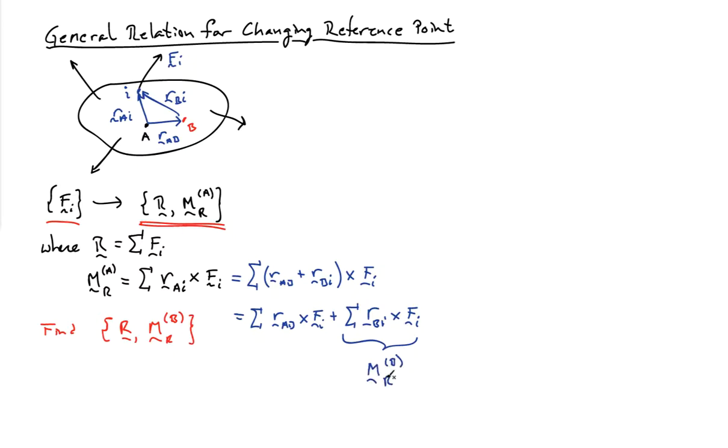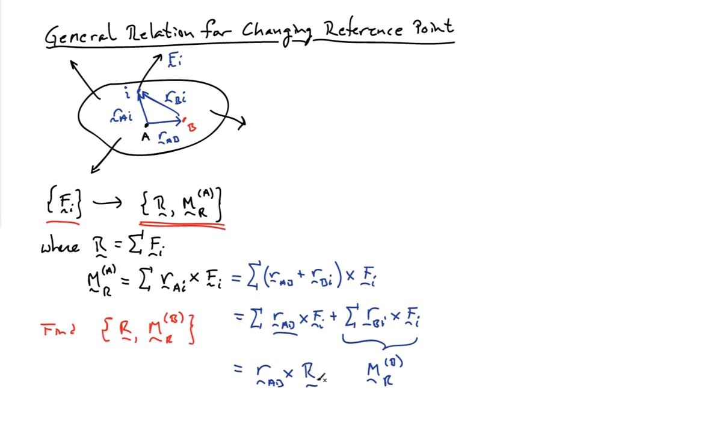The second term here is nothing other than MRB. It's the moment about B of the force system that I'm looking at. And in the first sum, I can pull RAB outside of the summation since it doesn't depend on the point. So I have RAB cross the sum of Fi, which is just the resultant force.